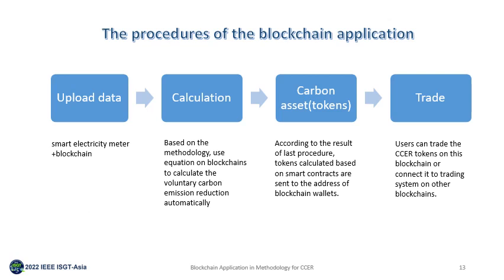According to the result of last procedure, tokens calculated based on smart contracts are sent to the address of blockchain wallets. They can be considered as carbon assets or owning virtues that can exchange to carbon assets in related organizations. Users can trade the CCER tokens on this blockchain or connect it to trading system on other blockchains. Even if the traditional carbon market doesn't accept these assets, with the reliable footprint on-chain, some decentralized trading system can be deployed quickly and enable peer-to-peer trading firstly to activate the market.